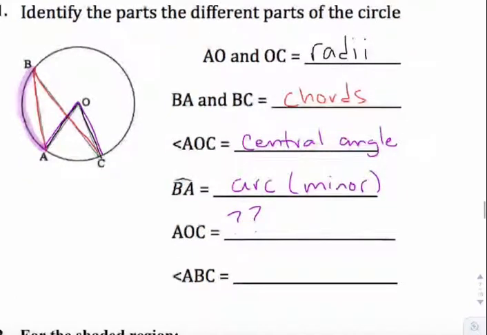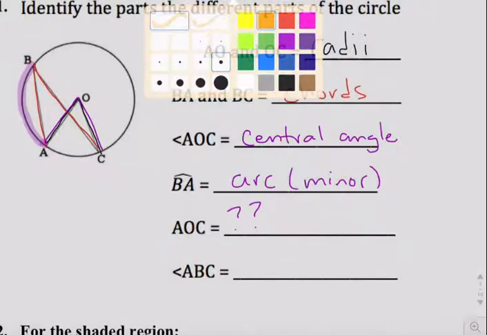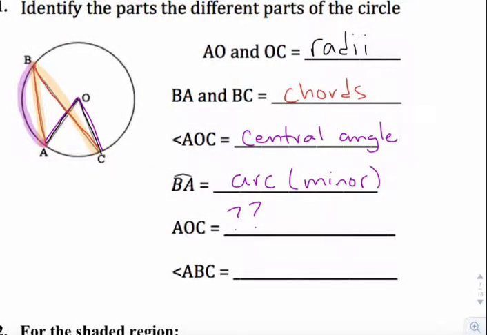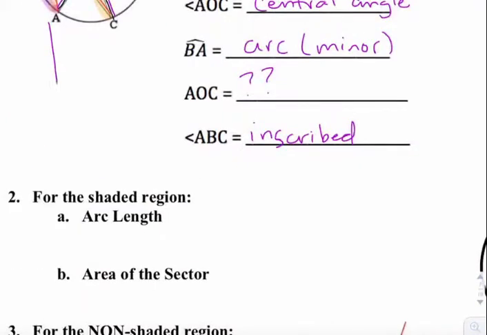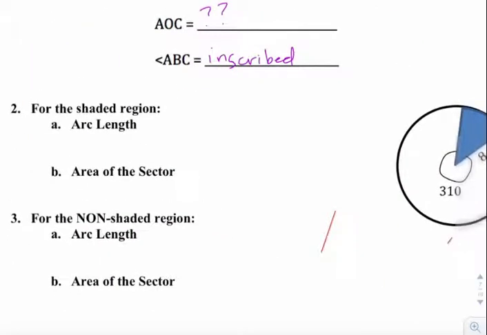Let's see. We have ABC, angle ABC. So we're talking about this guy right here. We're talking about an inscribed angle. Okay. I'm not quite sure precisely what's meant by AOC, so I'm just going to leave that blank for now because I don't get it.